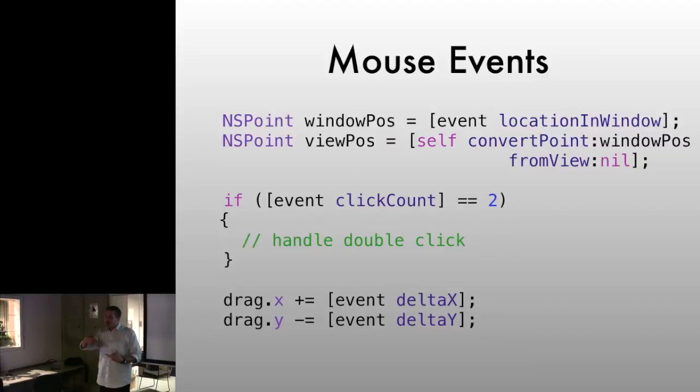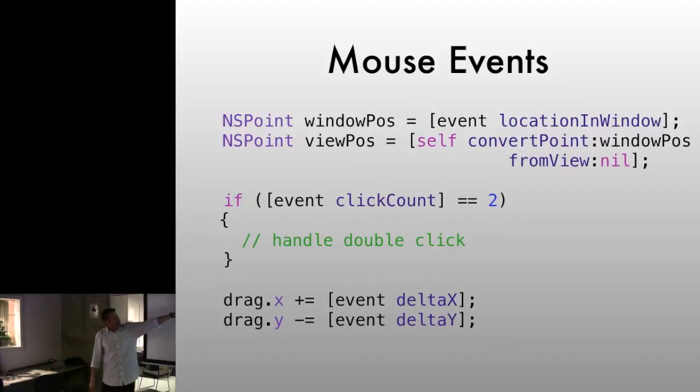Because you've set bounds and you've got your own frames and subviews and subviews of subviews in this whole hierarchy and all of these different coordinate systems, you need to have some easy way to translate a screen coordinate to a window coordinate to a specific place in your view. Here's an example of doing that.